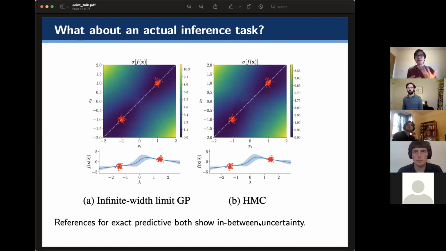Now, that was an artificial approximation problem, but what about an actual inference task? So here, if we consider two separated classes of data in red, and on the top, we show two-dimensional input space.